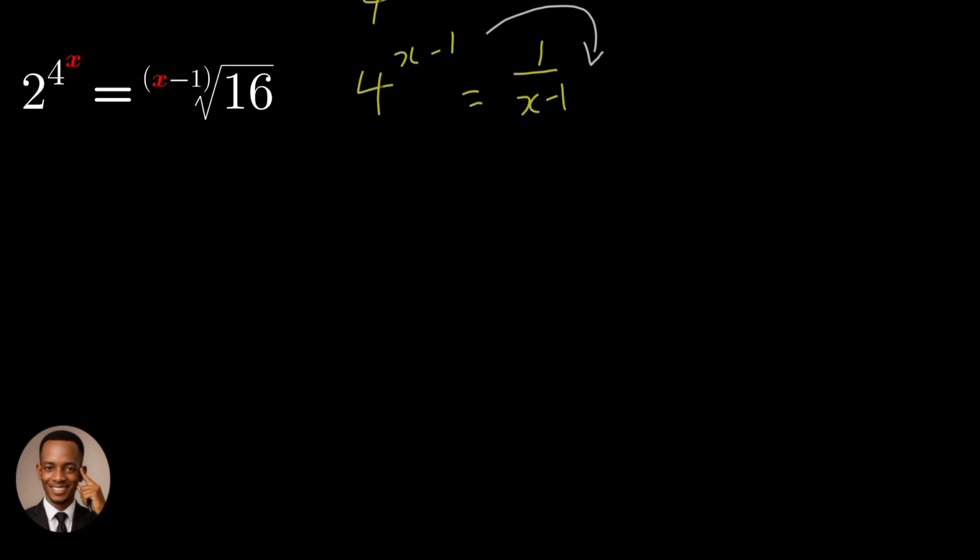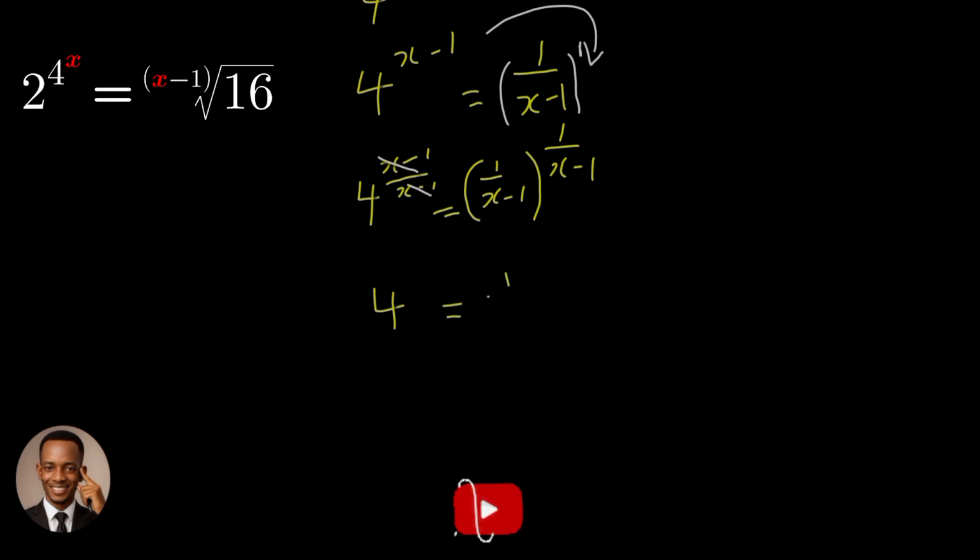So we have 4 to the power of x minus 1 divided by x minus 1 equal to 1 all over x minus 1, all to the power of 1 all over x minus 1. Yes, because we can just assume that this here has a power of 1, mathematically. So we just divide that power of 1 by x minus 1. This cancels this. Therefore, we'll be left with 4 equal to 1 all over x minus 1, all to the power of 1 all over x minus 1. That is the first brilliant step.